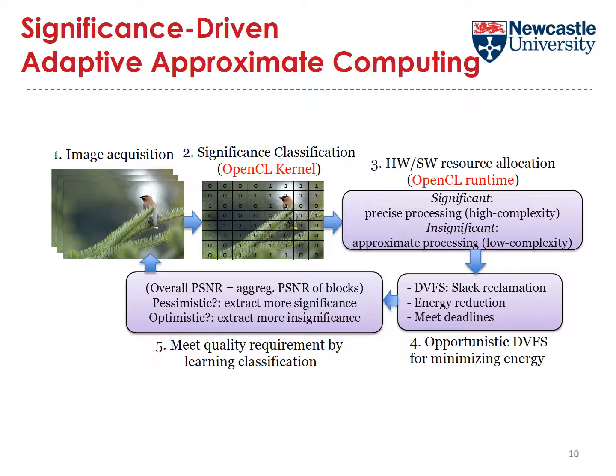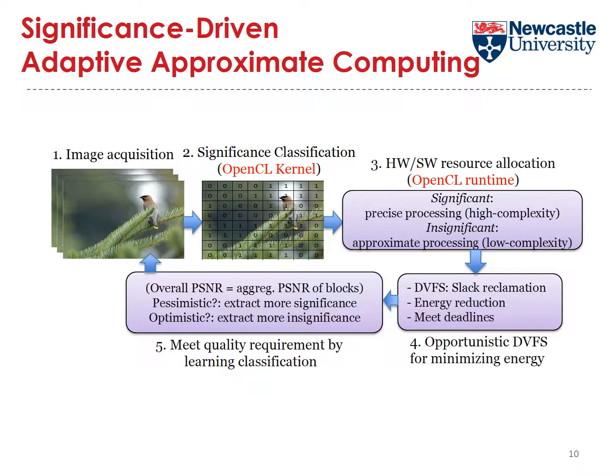If your performance is overly optimistic, then you want to extract more insignificance. And if you're overly pessimistic, that means you have done too bad a job, so you want to extract more significance. This is something you can do using a very simple learning algorithm, which I will be showing afterwards.